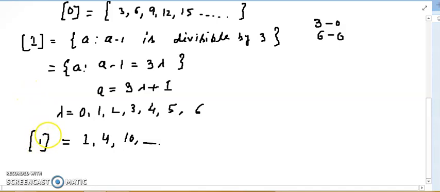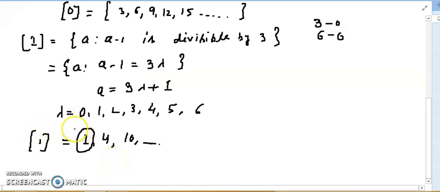And you can check your answer as well. Like if you want to check this one, put in place of a 1: 1 minus 1 is 0, and 0 is divisible by 3, correct? Put in place of a 4: 4 minus 1 you're getting 3, and 3 is divisible by 3, correct? Put in place of a 10: 10 minus 1 gives you 9, and 9 is divisible by 3. So our answer is correct.